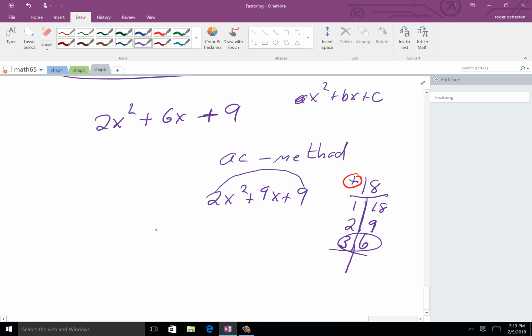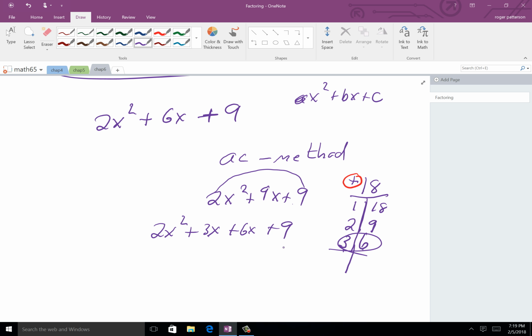So we're going to write 2x squared, all right? Plus 3x plus 6x plus 9. So when you do the AC method, you multiply these two things, you're finding factors that add up to this, in this case, because this is a plus. I found it to be 3 and 6. I always put those in the middle.